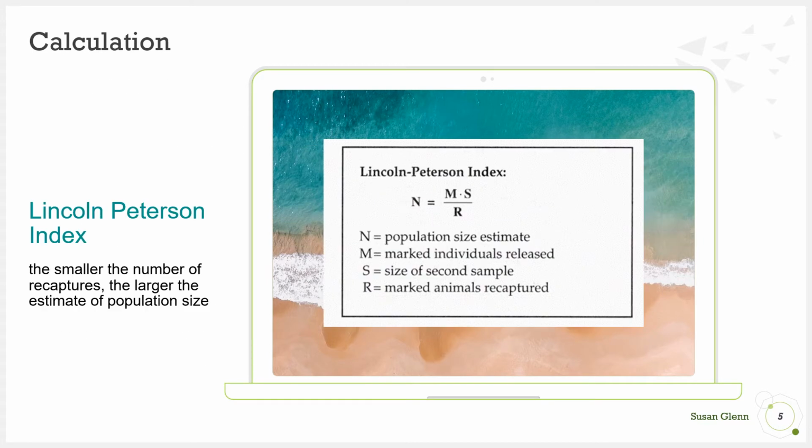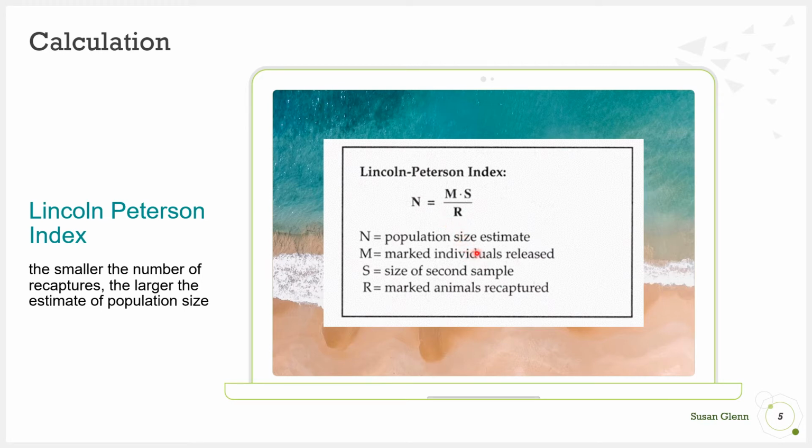Here I've rearranged the equation now, so we can see that we can estimate the population size N by simply multiplying the number of marked individuals, that was the size of your first sample, times the size of your second sample, and then you divide that by how many you recaptured with your mark in the second sample.